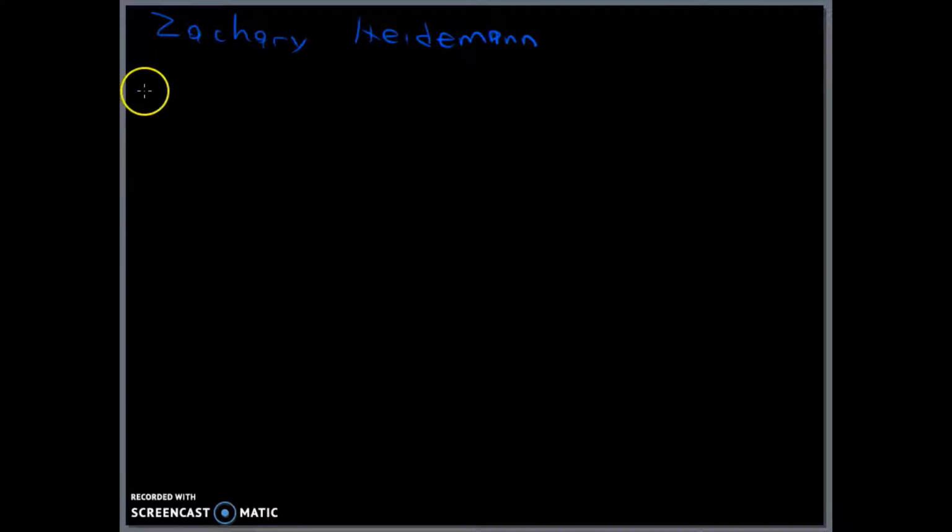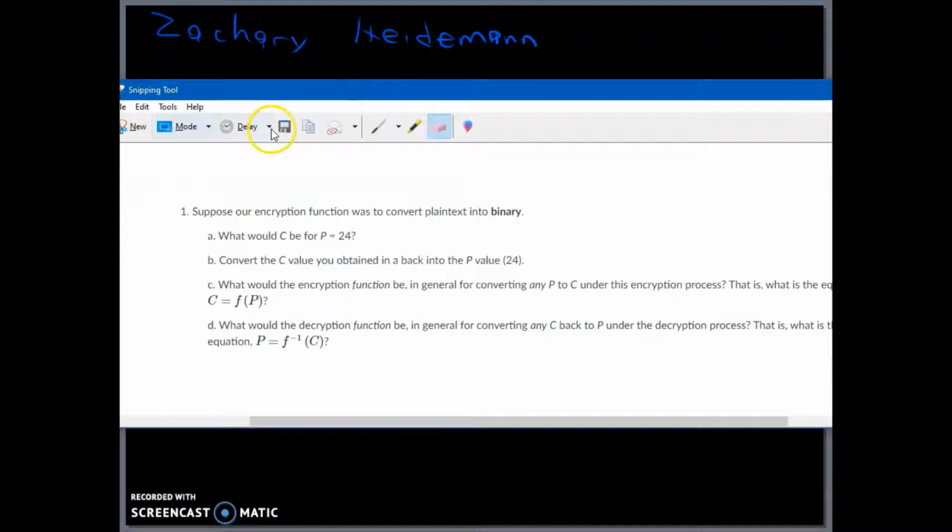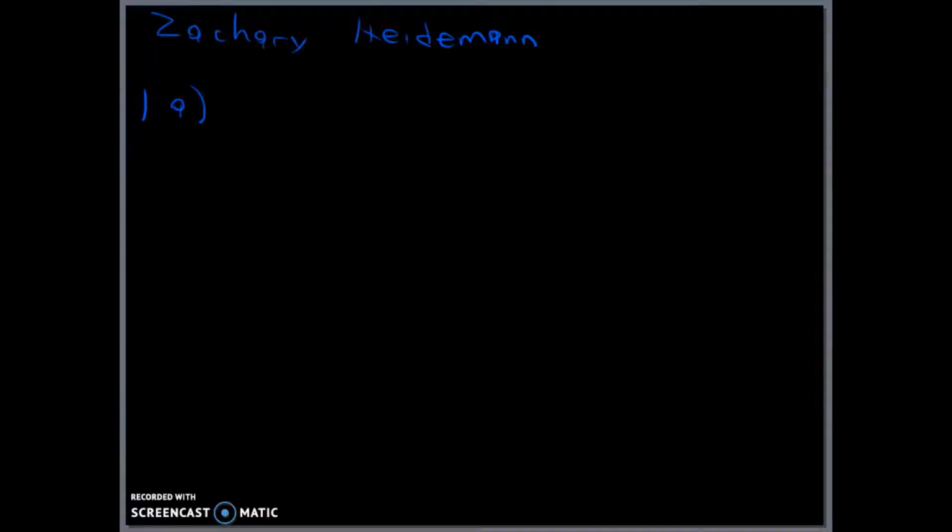Okay, so number 1, starting with part A. I'm going to show you the problem statement real quick. Let me just copy it. Okay, so we have our problem statement which states that we need to find a binary value for the base 10 value of 24. Basically what I'm going to do is divide this over and over again by 2.